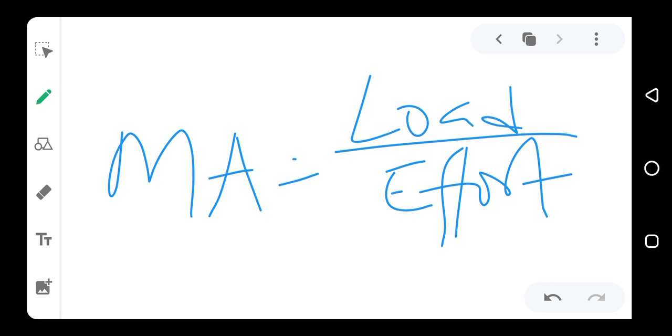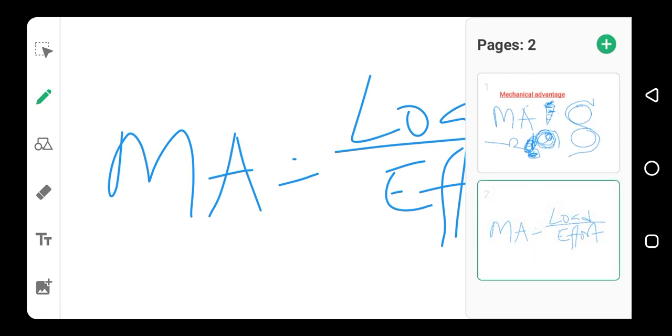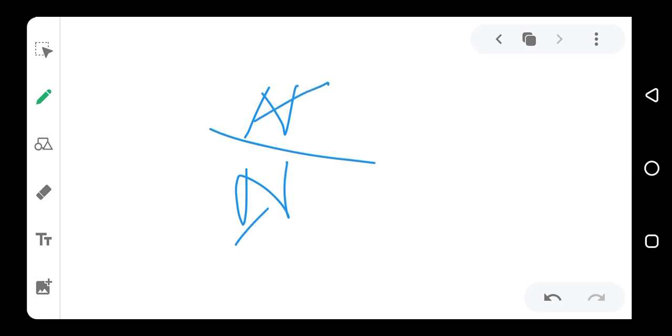So if you are given any load and you know the effort applied, you can get the mechanical advantage by dividing the load by the effort. Mechanical advantage does not have any unit because load is measured in Newton and effort is also measured in Newton. So we have Newton over Newton, and we divide the two of them. So there is no unit for mechanical advantage.